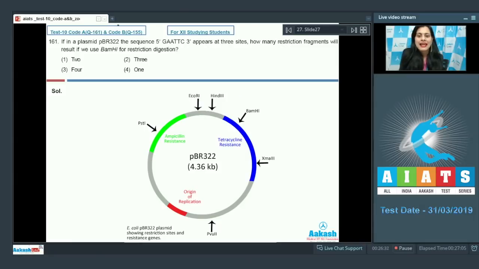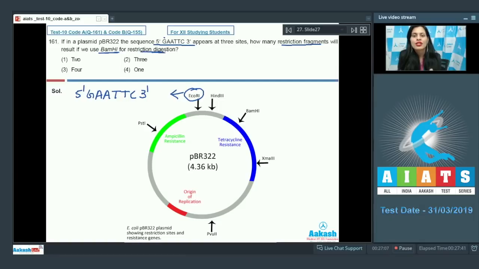And we know that the site given in the question, that is 5' to 3' as GAATTC, is the site specific for EcoRI. So it is this EcoRI which will recognize this palindromic sequence GAATTC. Now the question asks how many restriction fragments will result if we use BamHI for restriction digestion.